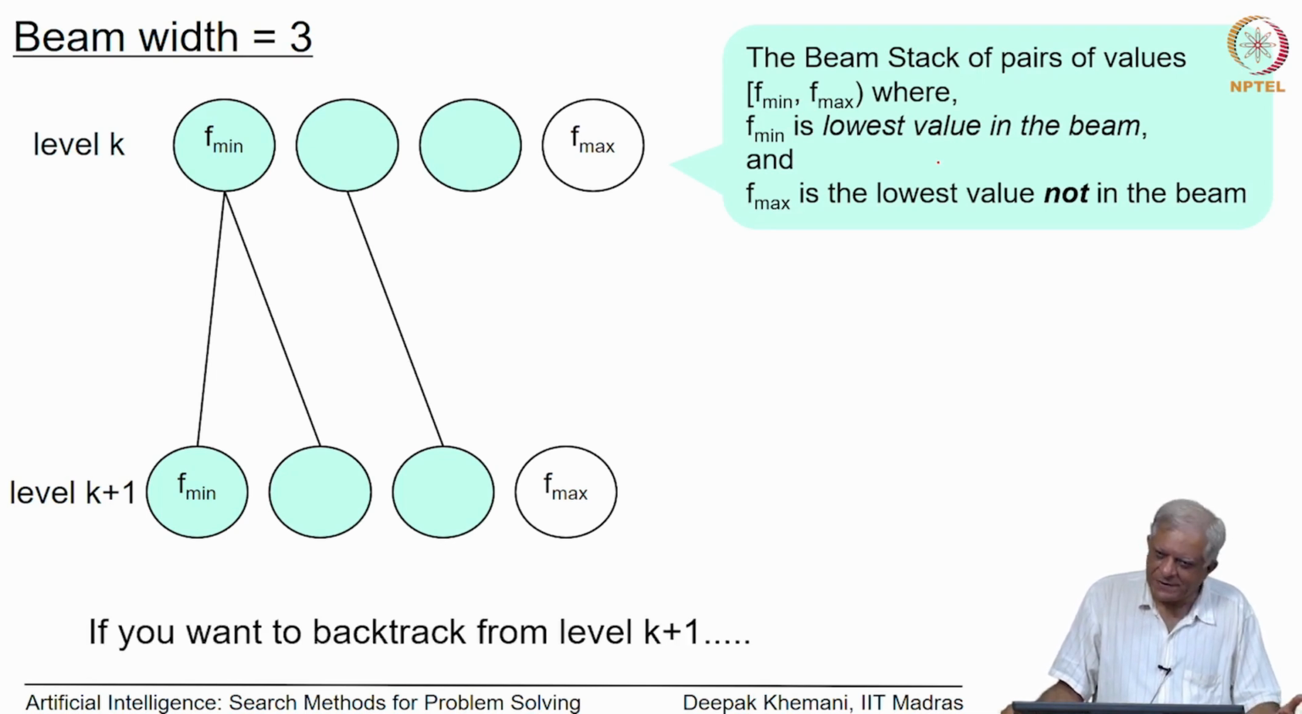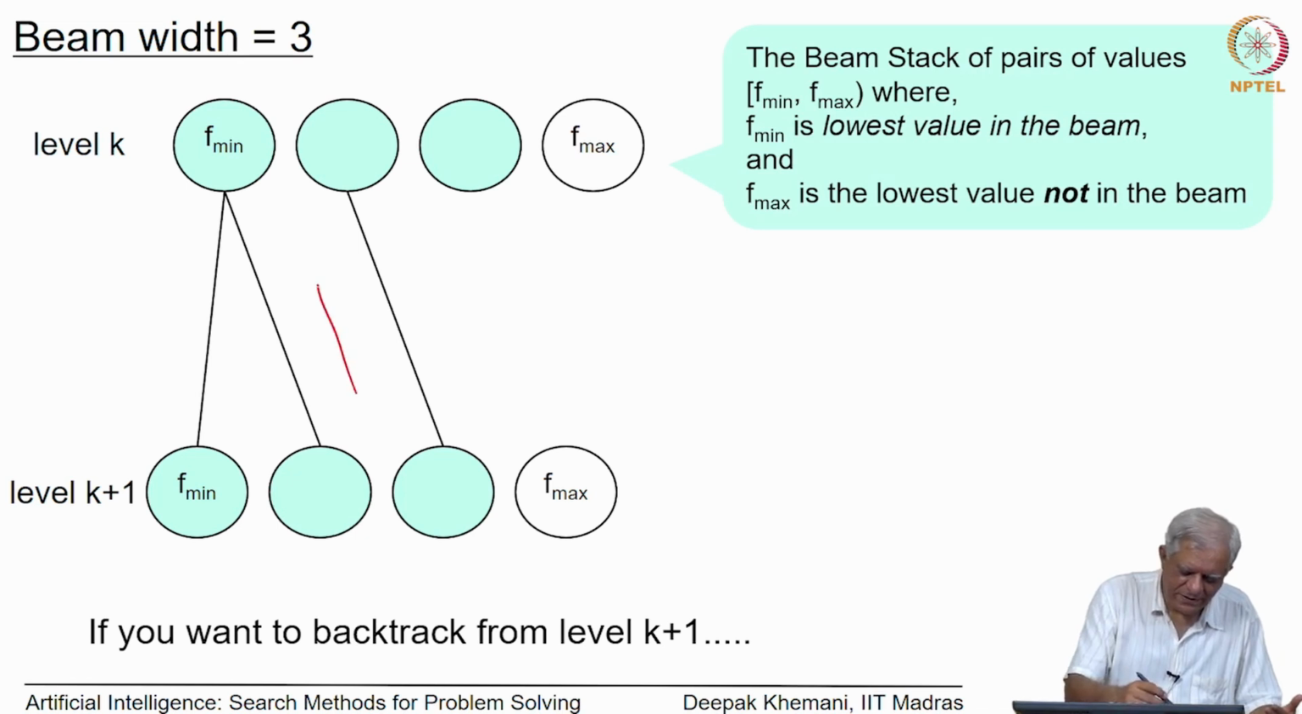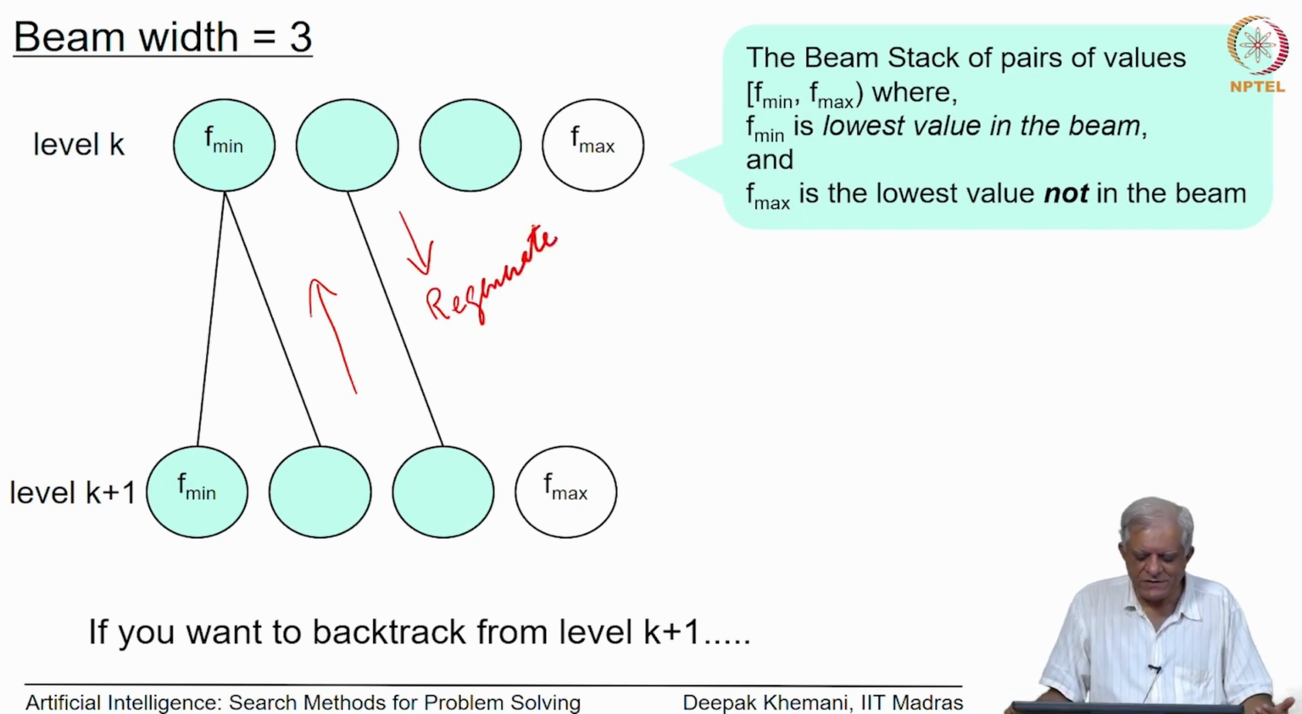You can go back to the parent of these nodes at k plus 1 level, and you will have 3 nodes in this kth level. You can regenerate the children of those 3 nodes. So, you backtrack up and then regenerate, and from these regenerated nodes you know which ones to select next and which ones to ignore.